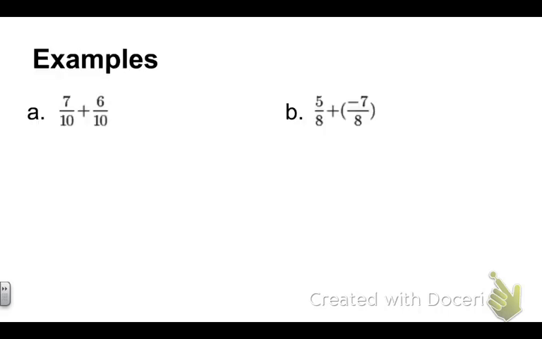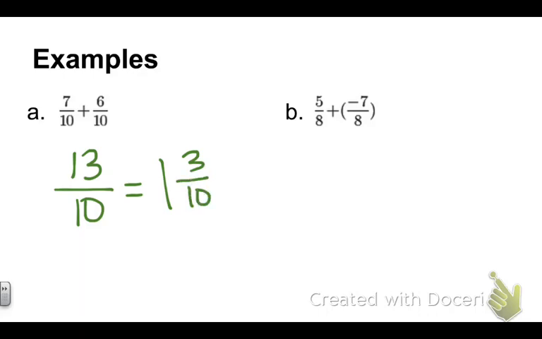So a couple examples here. If you look at the first example, I have 7 parts out of 10 plus 6 parts out of 10. So how many parts out of 10 do I have? It's 13 out of 10. All right. If you want to simplify that, 13 divided by 10 is going to give you 1 3/10.